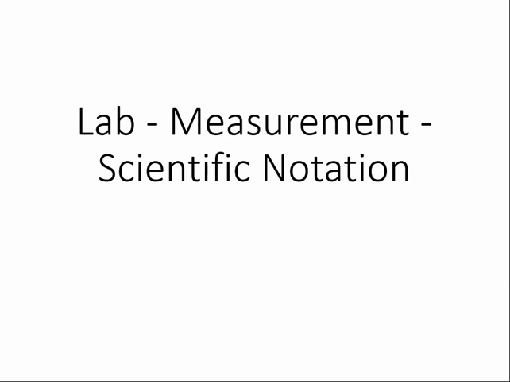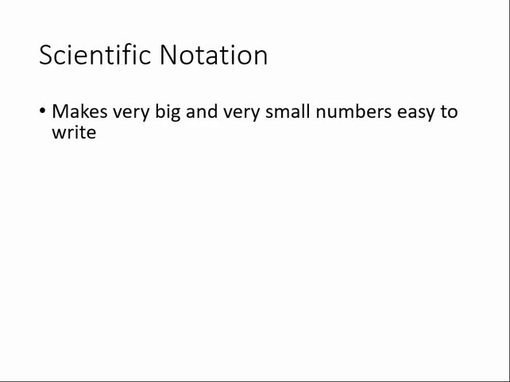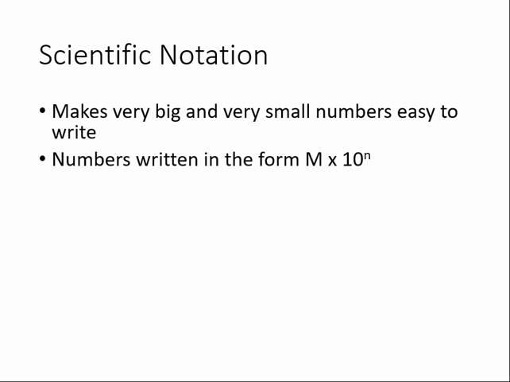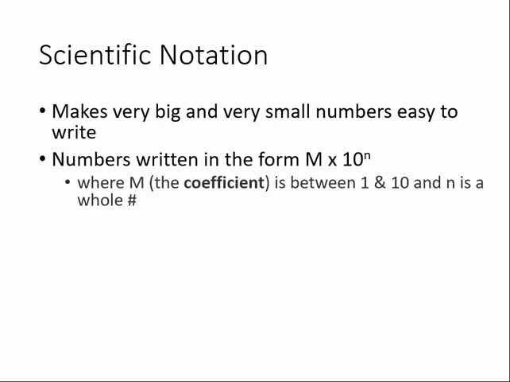Hi, this is an overview of the lab where we focus on scientific notation. Scientific notation makes very big and very small numbers easy to write. Scientific notation numbers are numbers written in the form of m times 10 to the nth power. M and n are variables there. M is what we call the coefficient. It's a number between 1 and 10, and then n, the exponent, is a whole number.